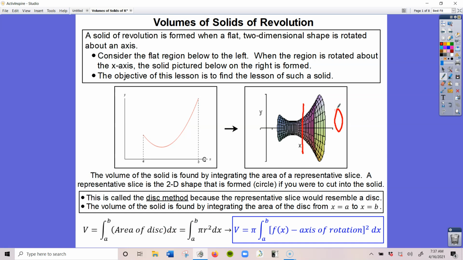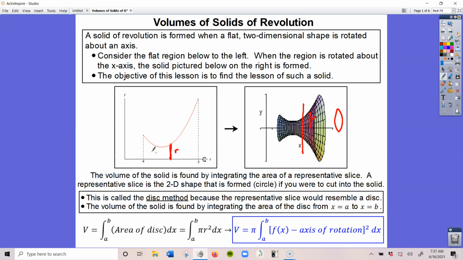Now because the disk resembles a circle, the area of the disk is denoted by pi r squared, because that's the area of a circle. Now pi is basically a constant, so we can move it to the outside of the integral, so it looks like this. And then the radius of the circle, that's this part here. This is the radius, which we can see here on the 3D figure.